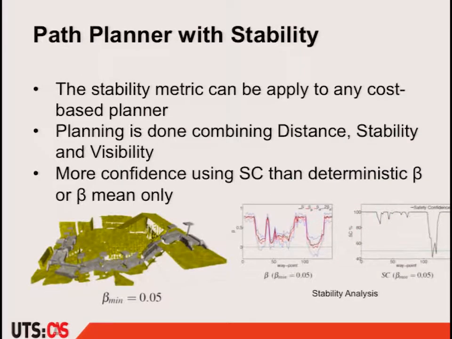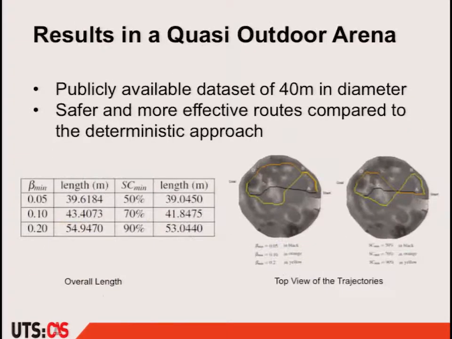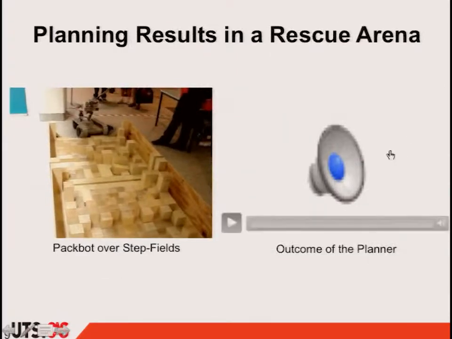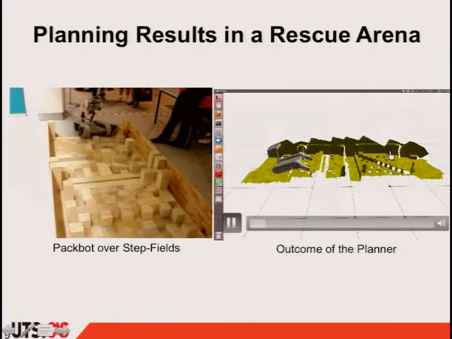For the path planner, our stability metric can be applied to any cost-based path planner. And it can be done combining distance, stability, and visibility. We gain more confidence using our probabilistic method than the deterministic force angle or the simple mean. We have results in Rescue Arena and outdoor data sets. Please come to the interaction session.